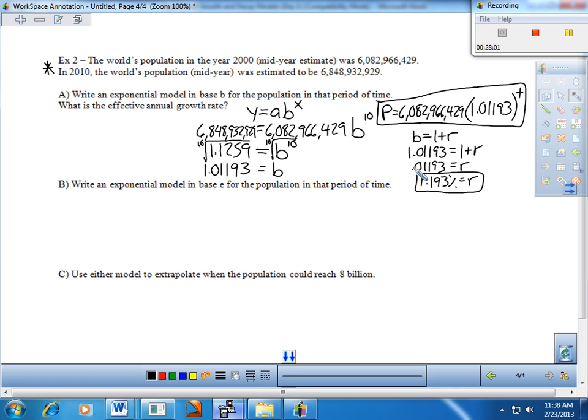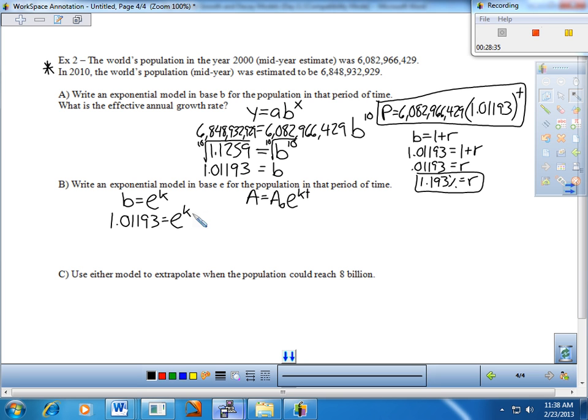Great. Now, as I alluded to before, every model in base b can be written in base e. So again, don't write this on your paper just yet. I'm just going to write the exact same model using that uniform base, just understanding that it can be. And it all comes down to this piece right here. So I wrote it above. Let's just go to work on it. That b value, which we got as 1.01193, was e to the k.